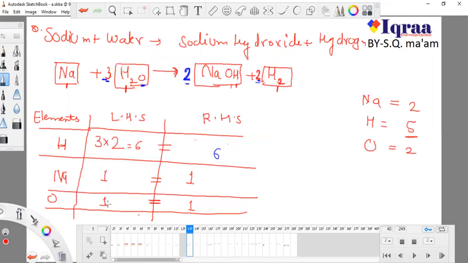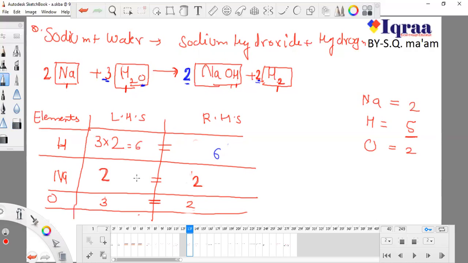Okay, now the number of oxygen has changed. The number of oxygen is 3 here, and the number of oxygen is 2 here. The number of sodium is 1 here, and the number of sodium is 2 here. Now I want to increase the number of sodium here, that's why I will put 2 here. So the number of sodium will also increase to 2.